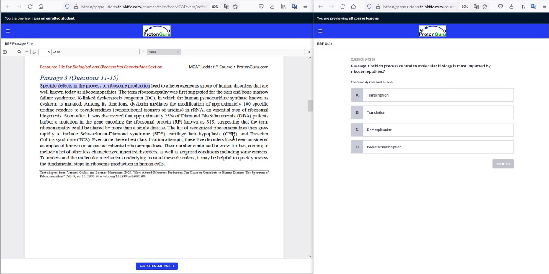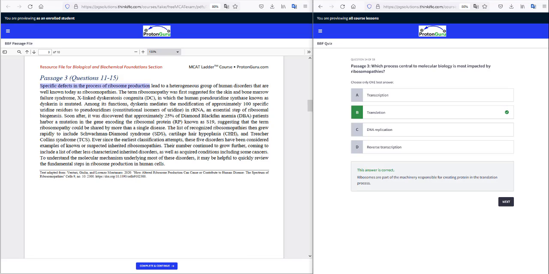And that kind of leads into the next question: which process central to molecular biology is most impacted by ribosomopathies? Well, what do the ribosomes do? I kind of already gave it away in the previous question. The ribosomes are the sort of machine for translation.